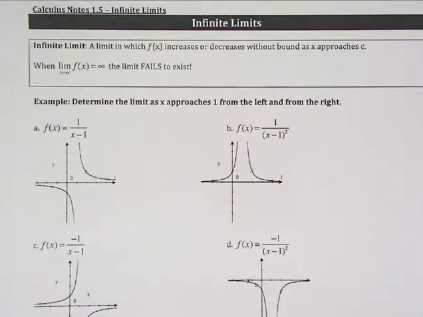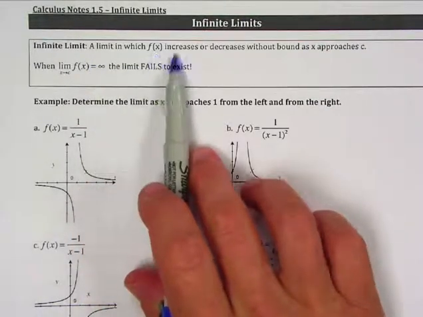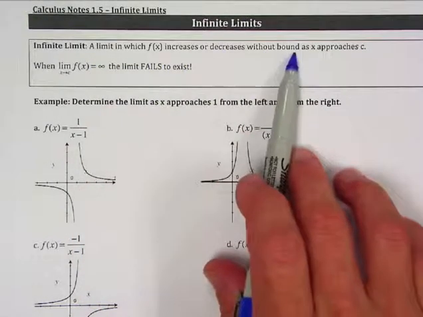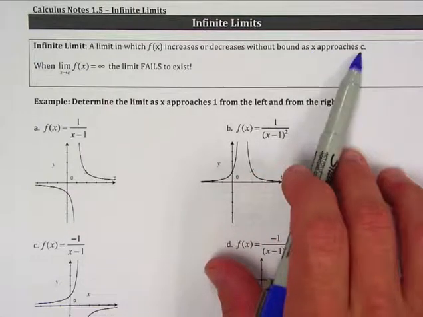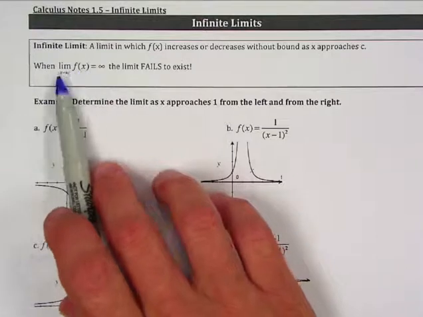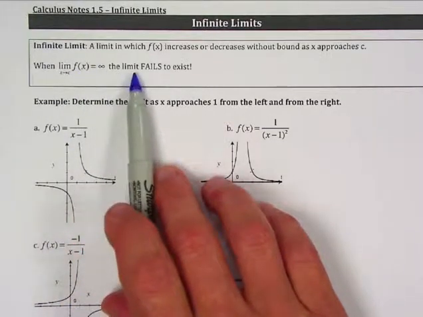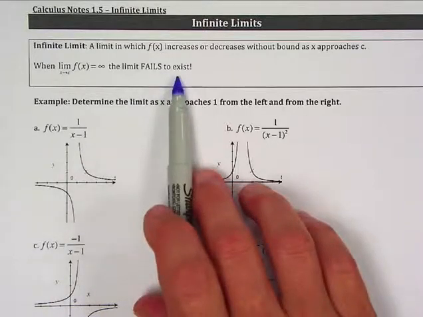So for an infinite limit, we're not going to do the formal definition, we're just going to look at an informal definition here so that we can understand what we're talking about. It's a limit in which f of x increases or decreases without bound as x approaches c. So when we see the limit of f of x as x approaches c equals infinity, it actually means that the limit fails to exist.